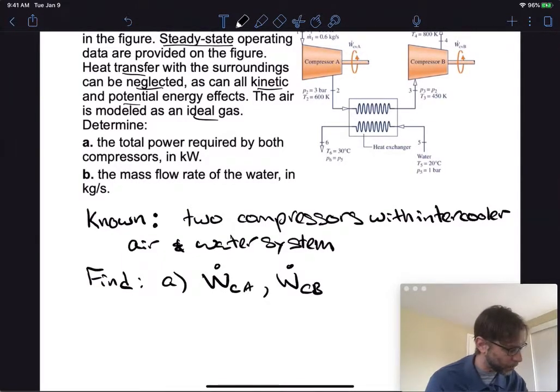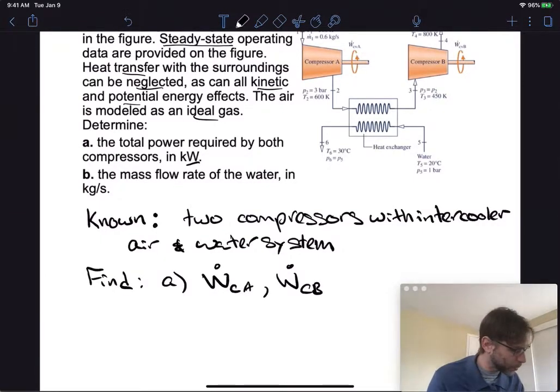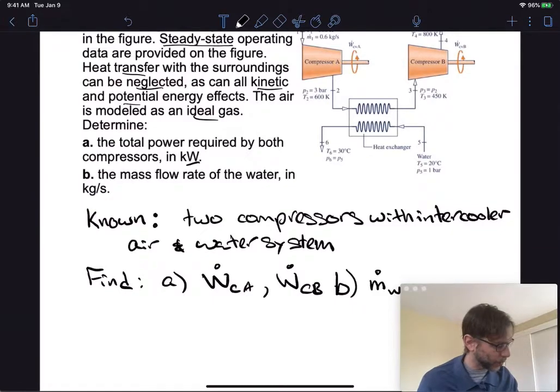Notice it says it wants it in kilowatts, right? So it wants it in kilowatts. That means that it's big W dot, right? Big W dot is kilojoules per second, or otherwise known as kilowatts, okay? So just beware, that's what they want. And B, we want to find mass flow of the water. So water in kilograms per second. Okay, that's how much water is going through in order to cool the stream.